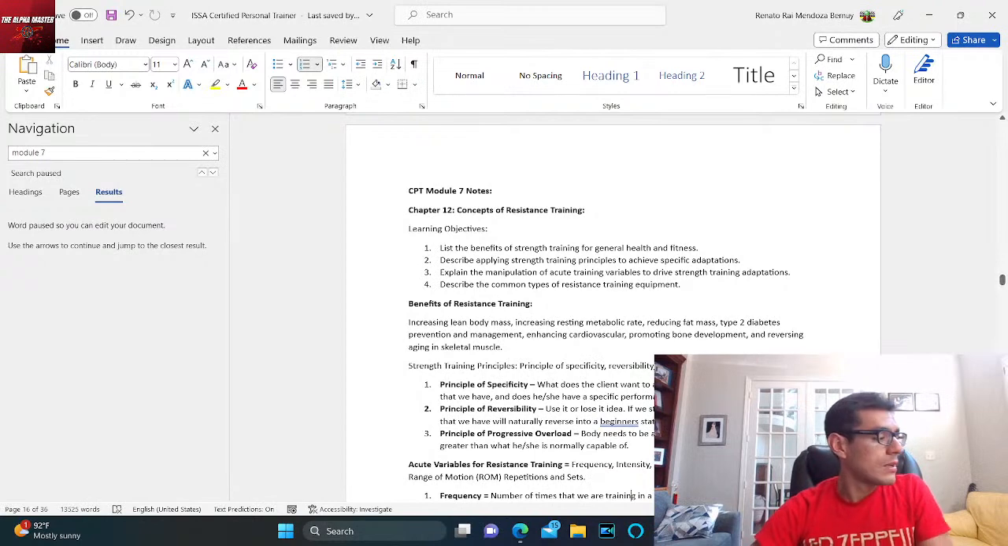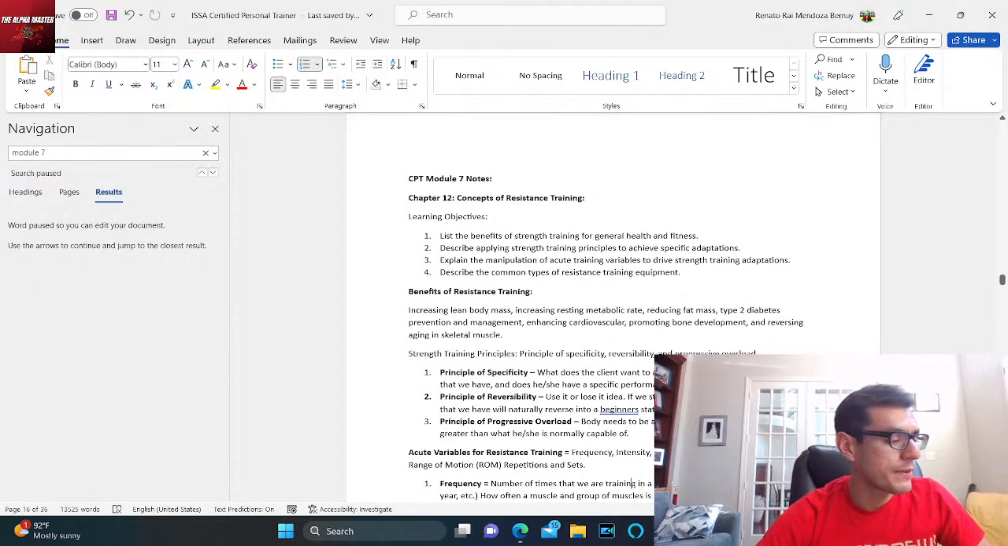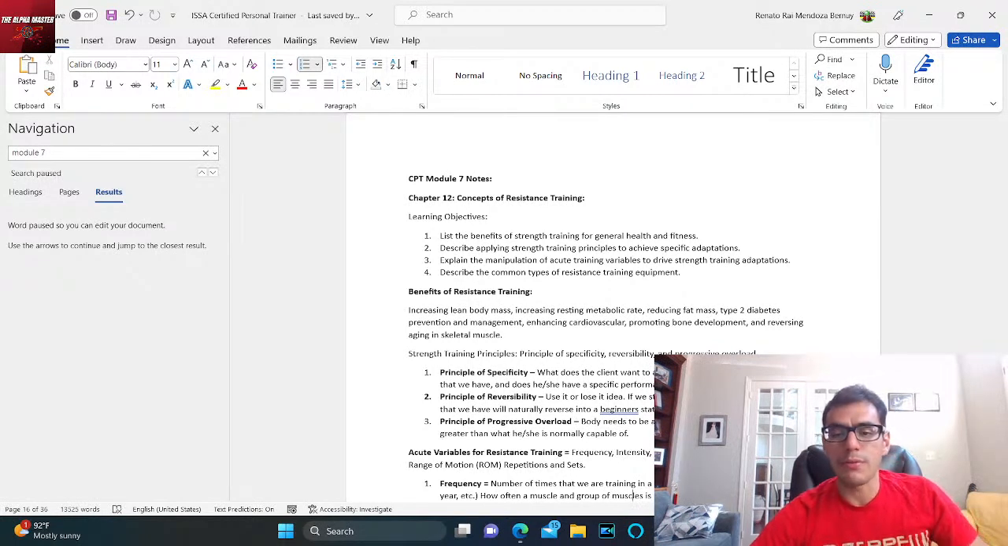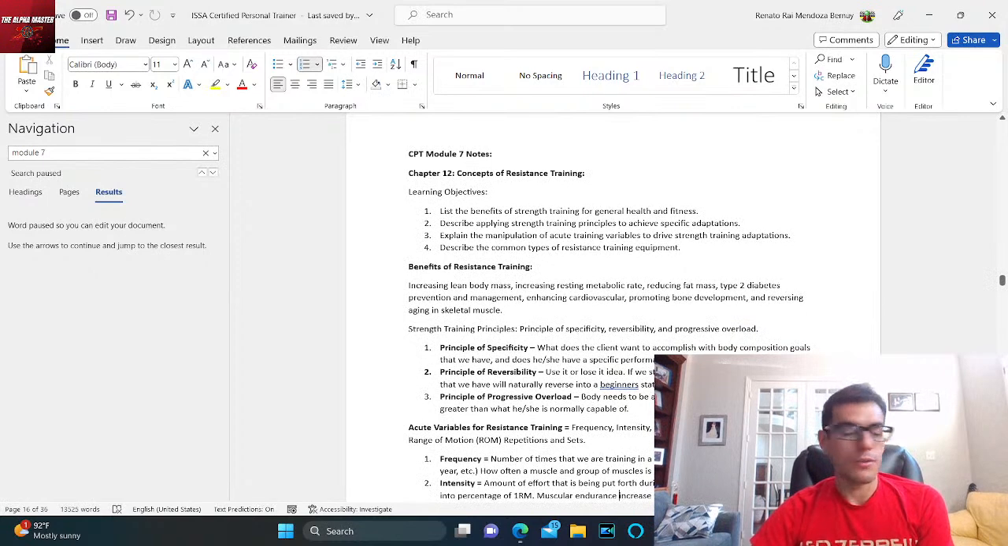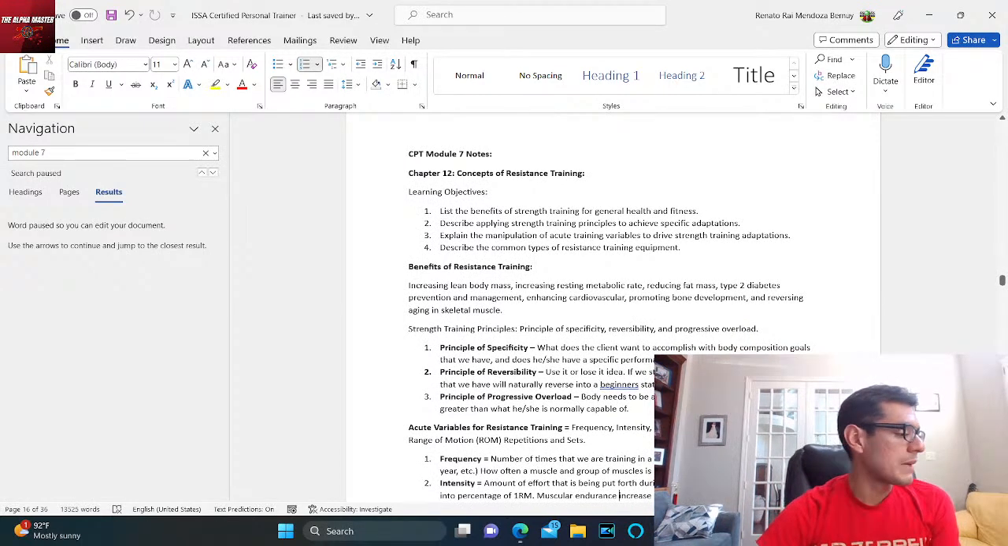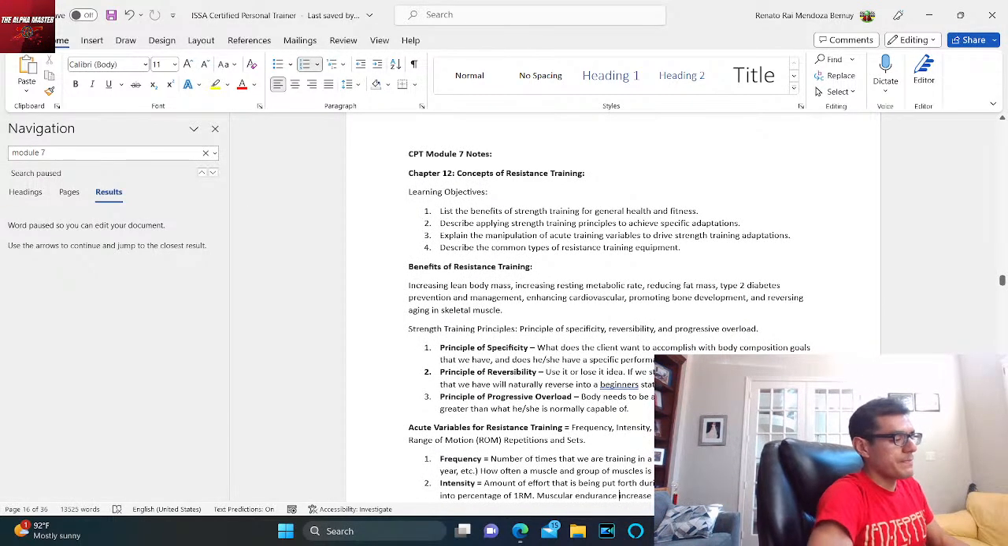So we start with frequency. Frequency is the number of times that we are training in a given period of time, for example, one week, 1 month, a year, etc. It's going to be how often a muscle or group of muscles is being trained.